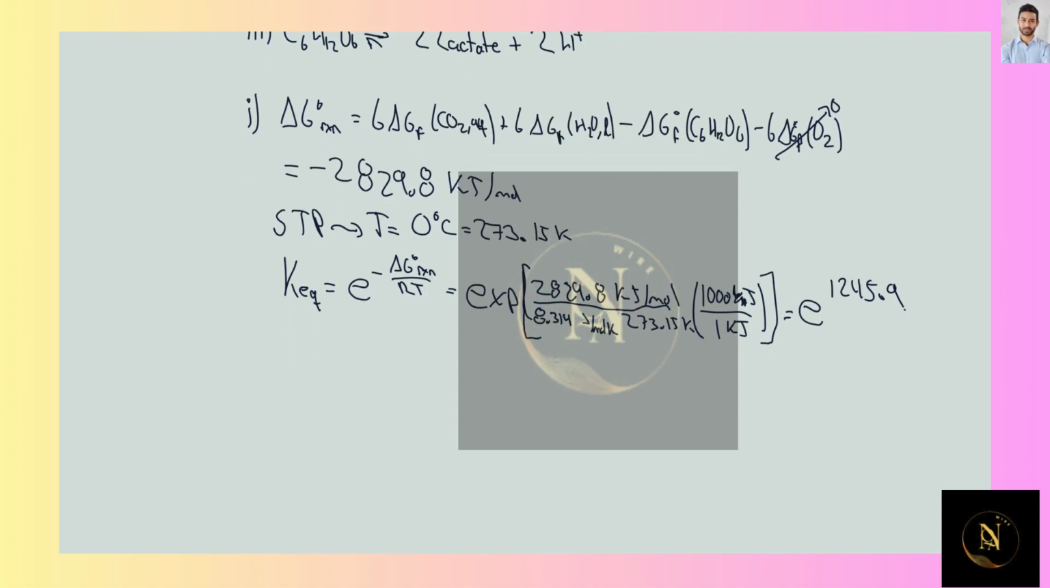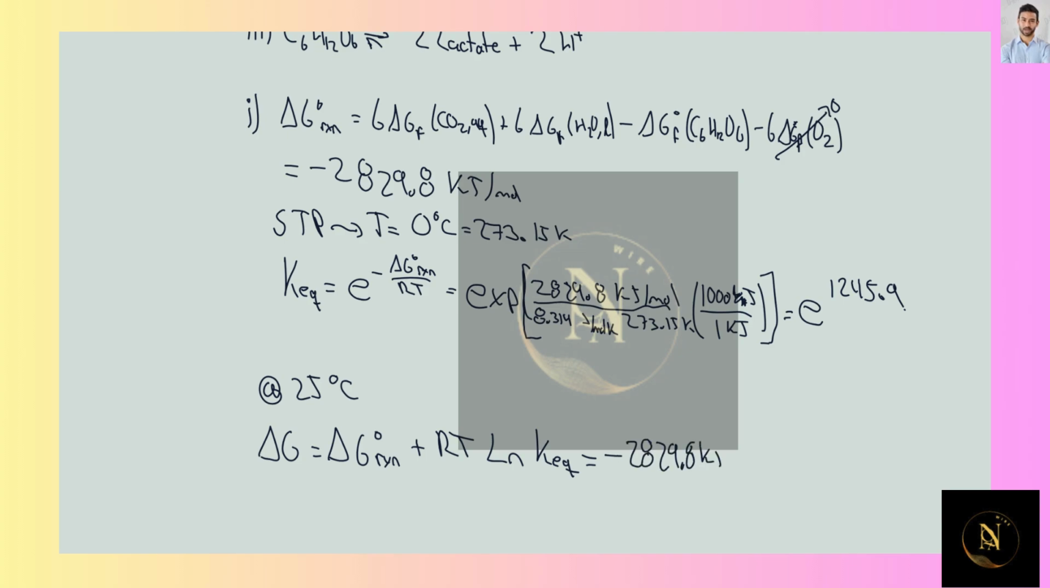So now let's see what happens when we want to calculate the delta G at 25 degrees Celsius. At 25 degrees Celsius, the delta G is equal to delta G naught for my reaction plus RT times the logarithm of my equilibrium constant. The logarithm of my equilibrium constant is going to be directly 1245.9.